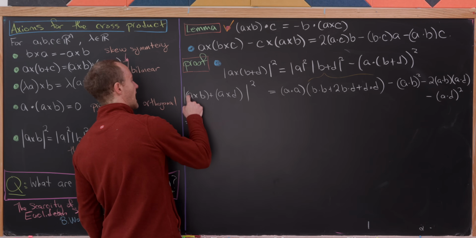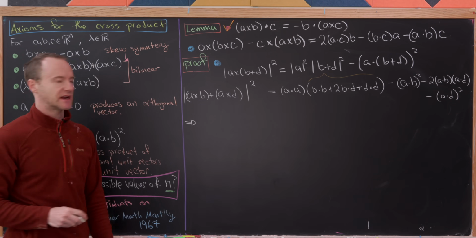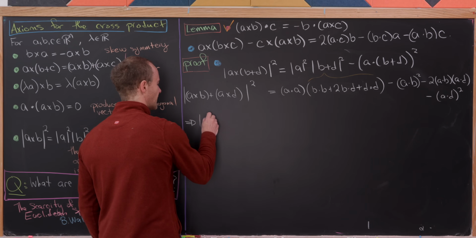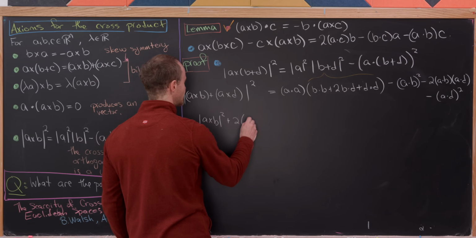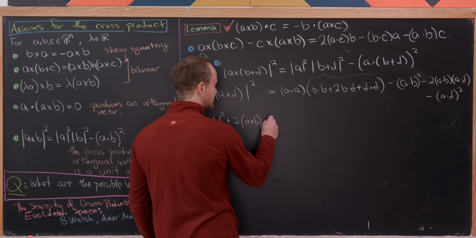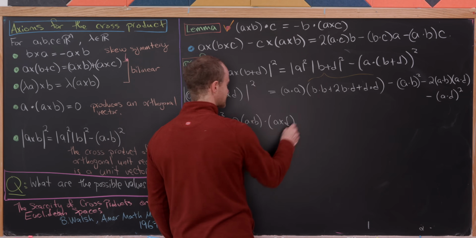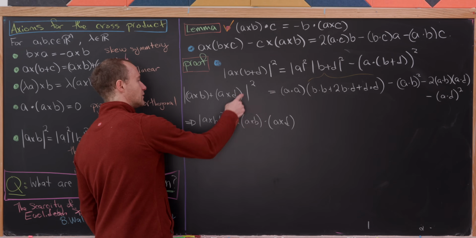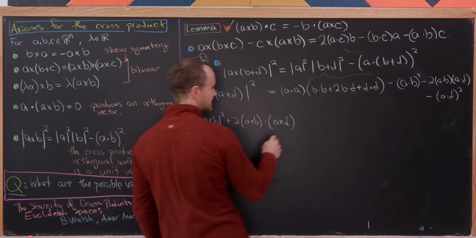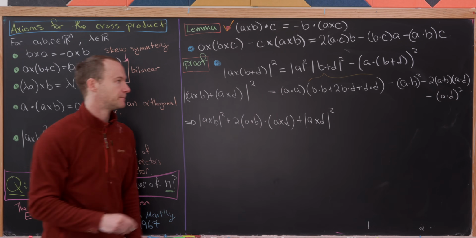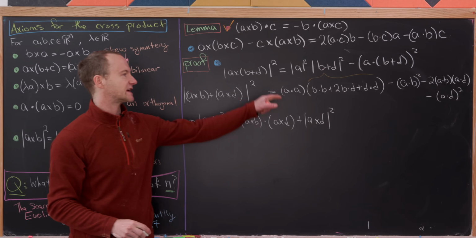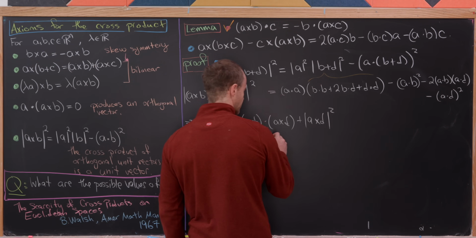with, well, a cross b dotted with itself, which is the length of a cross b squared. And then we'll have plus 2 a cross b dot a cross d. That's like the cross term. And then we'll have a cross d dotted with itself, so that'll be plus the length of a cross d squared. Good. And then we can expand out this right-hand side a little bit.